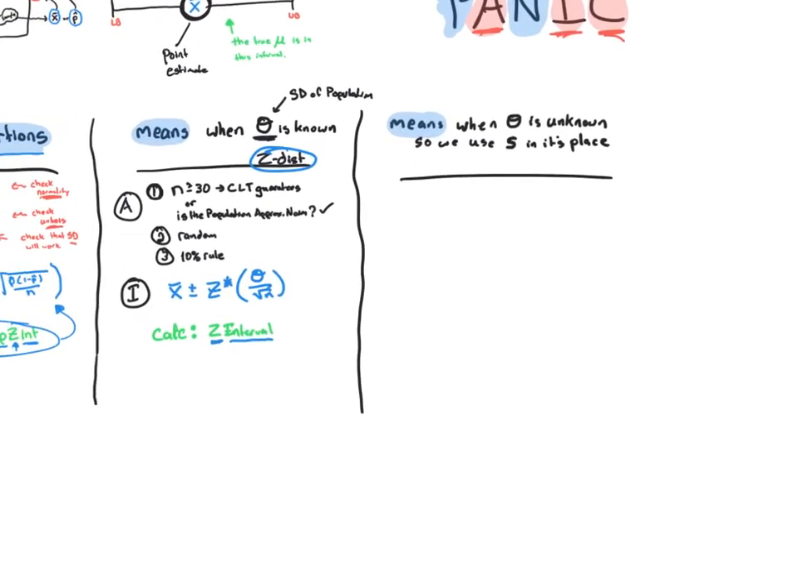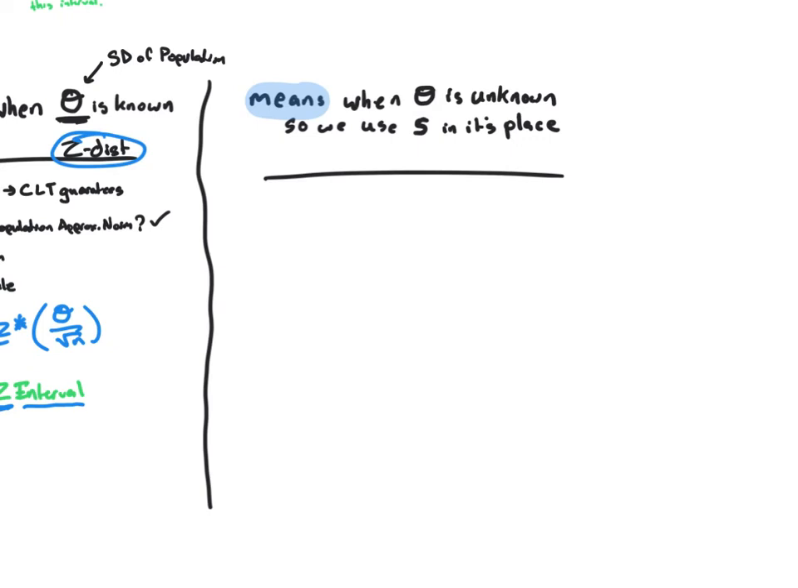All right, so there's that one. All right, let's do one other one. What happens if we're doing means when the standard deviation of the population is unknown? So we use S in its place. So now we are doing a thing called a T distribution, right?